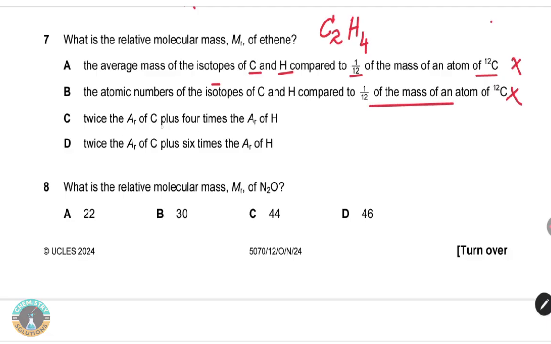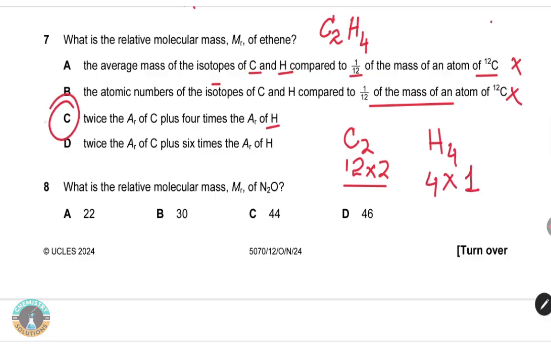Twice the Ar of C plus 4 times the Ar of H. Yes, twice the Ar of C, meaning we multiply it by 2, and 4 times the hydrogen atom. So this one is the correct option. Twice the atomic mass of carbon plus 6 atoms? No, not 6 atoms. 6 atoms would be for ethane, not ethene.